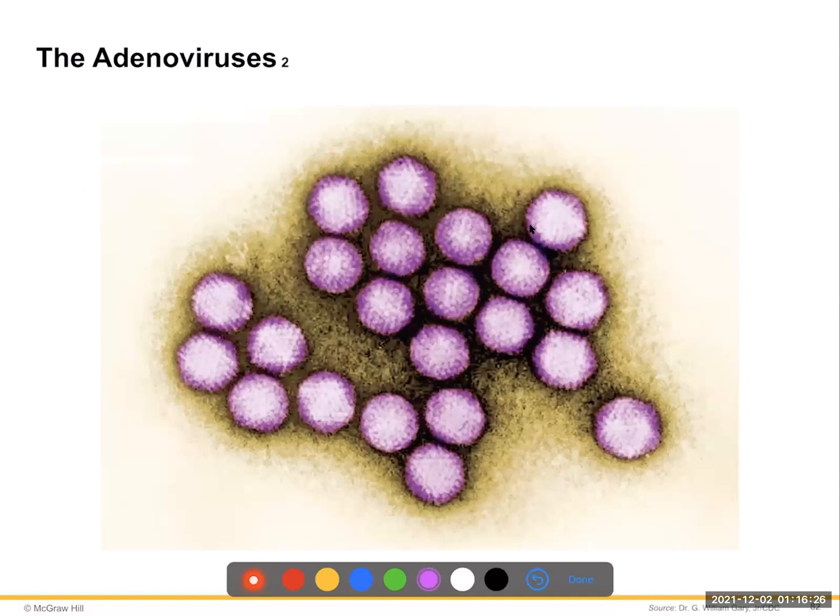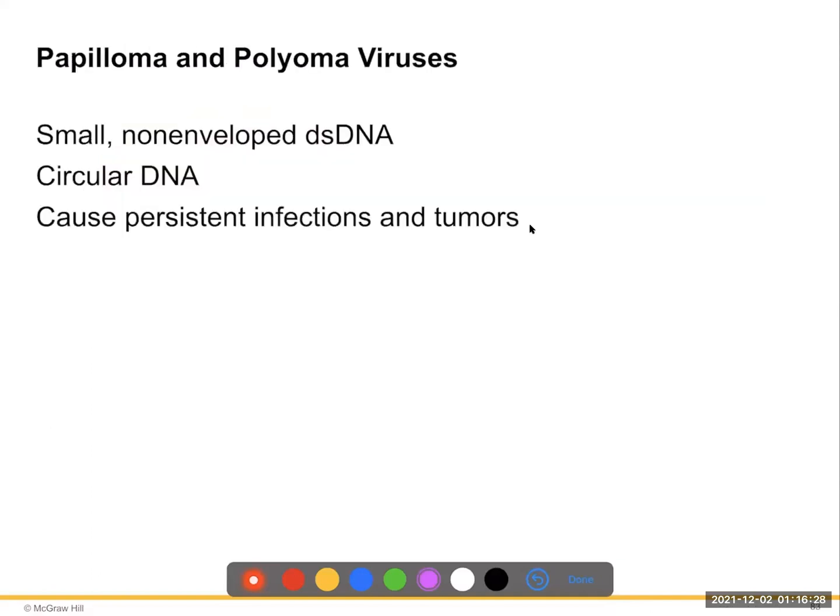Okay, that is the adenovirus. Papilloma and polyomaviruses. They're small, non-enveloped, double-stranded DNA. They're circular DNA, and they can cause persistent infections and tumors.